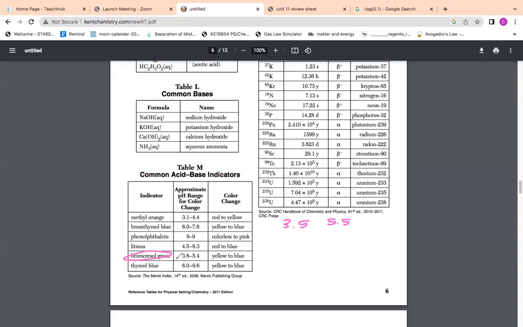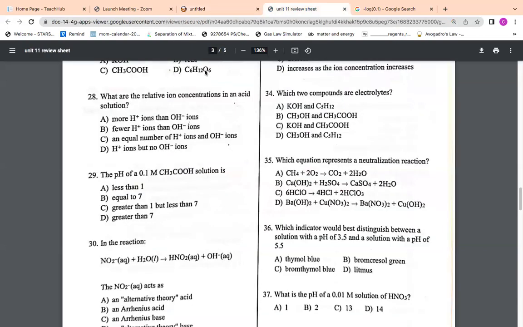In a solution below 3.8, Bromocresol green, when you add it into your solution, will appear yellow. If the solution has a pH of 5.4 or above, like we do here, it would appear blue. Again, the first number that you see corresponds to the first color that you see. So for that one, we are going to want to go with choice B, Bromocresol green.